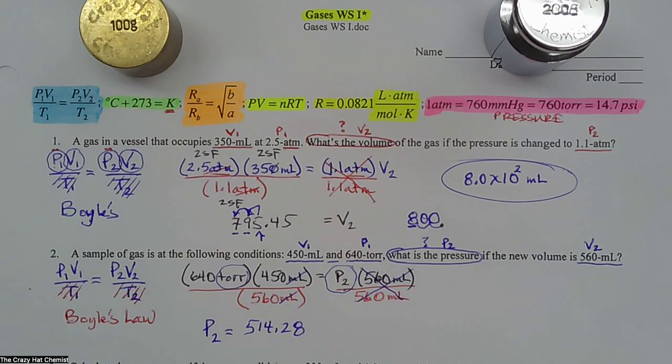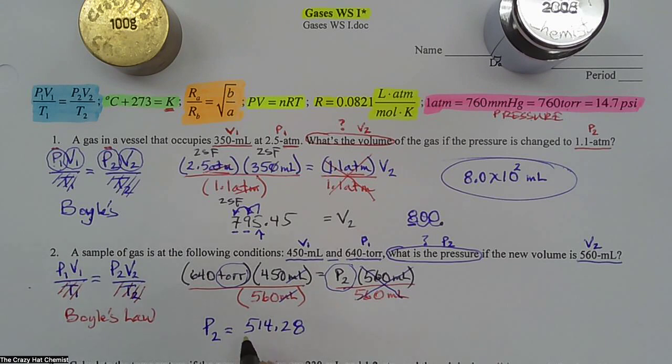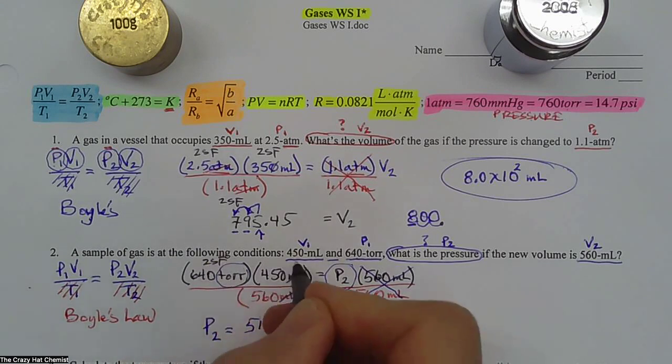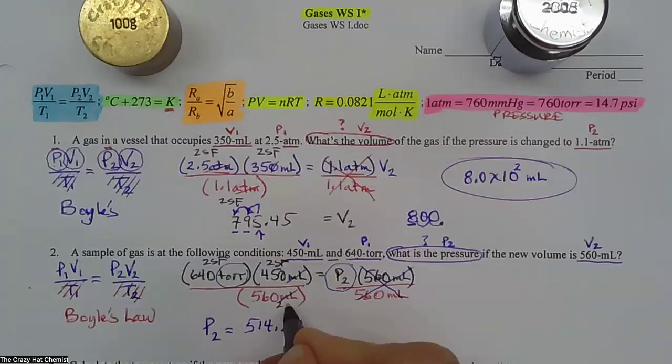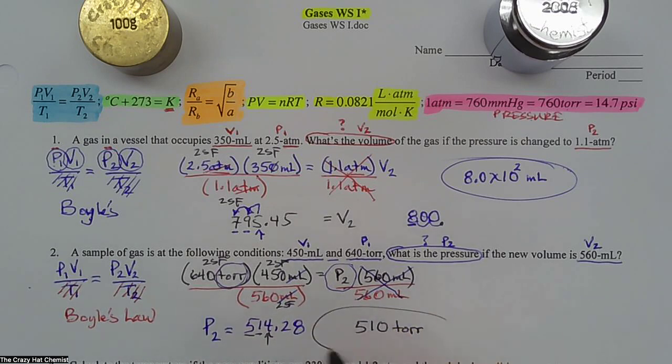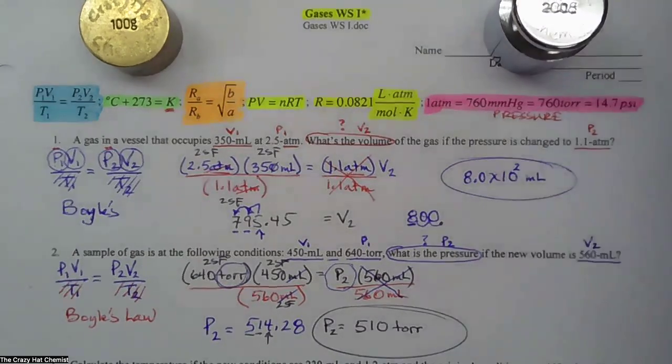That is 514.28 in my calculator. Since this is a multiplication and division problem, I am looking at significant figures. This has two significant figures, two significant figures, two significant figures, and this number will have two significant figures. I'm rounding with that 4, so that will be 510. The units that don't cancel out are torr. That is my pressure that I'm solving for, with two significant figures. That's 510 torr. Beautiful. You guys are doing a fantastic job. All right, let's go for the next problem.